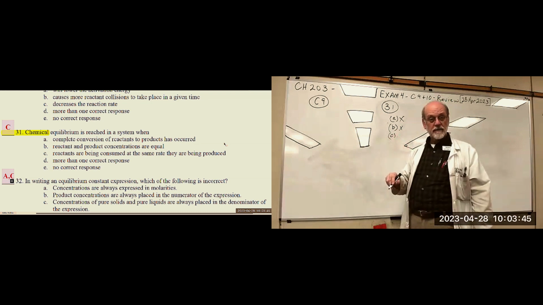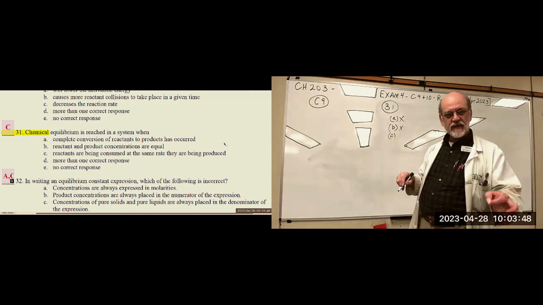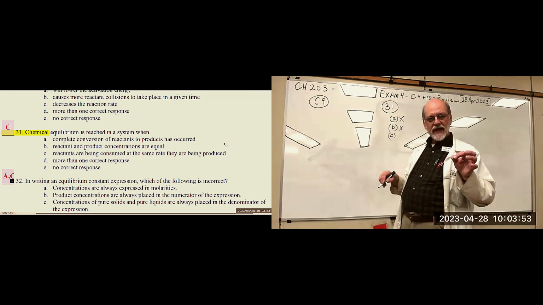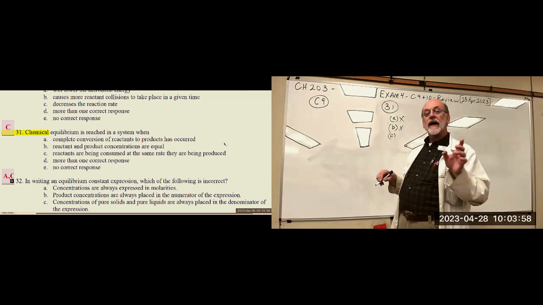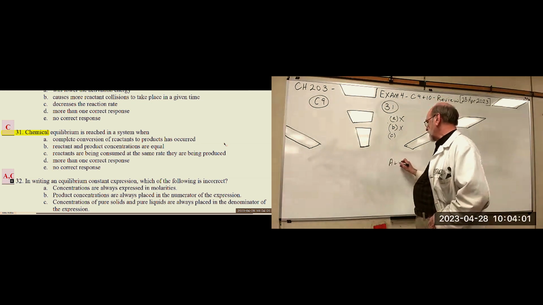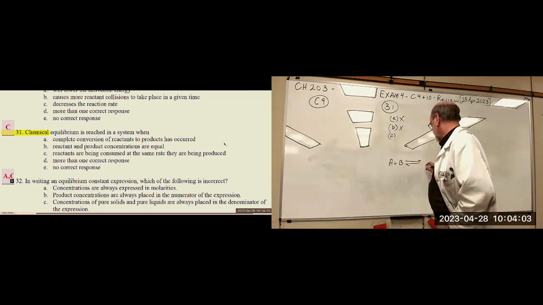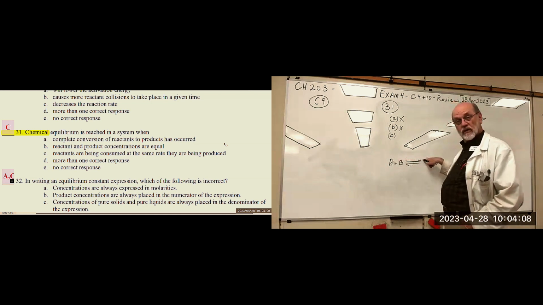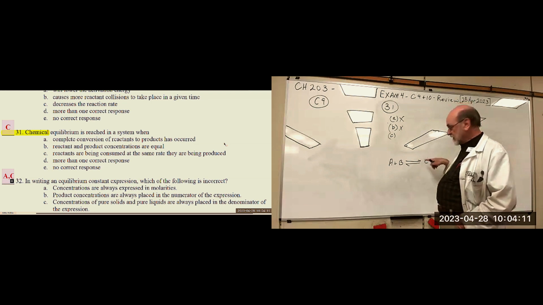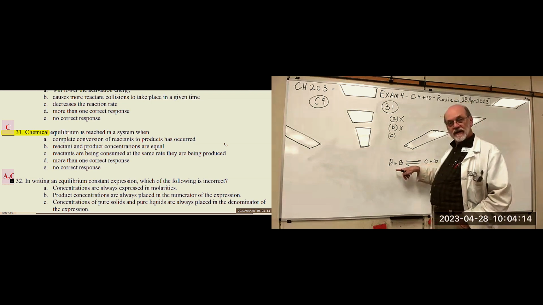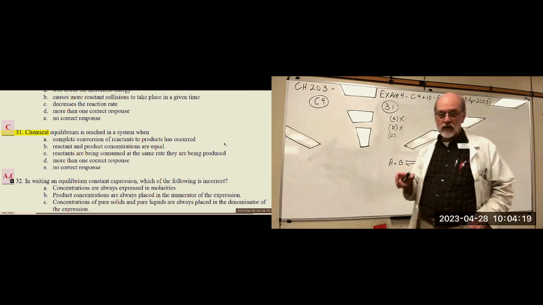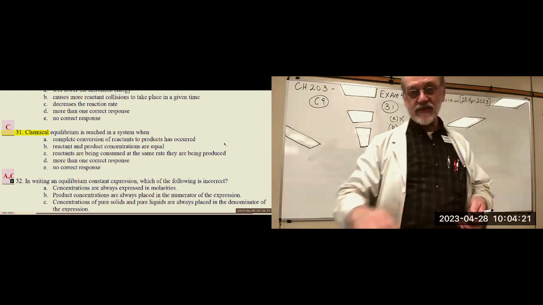And very often are. Reactants are being consumed at the same rate they are being produced. Okay, I see what they're saying there. A plus B, C plus D. They're being consumed on this route over here. They're being produced on that route. If these two rates are exactly the same, they're equal, then you get equilibrium. That's why C is the answer.